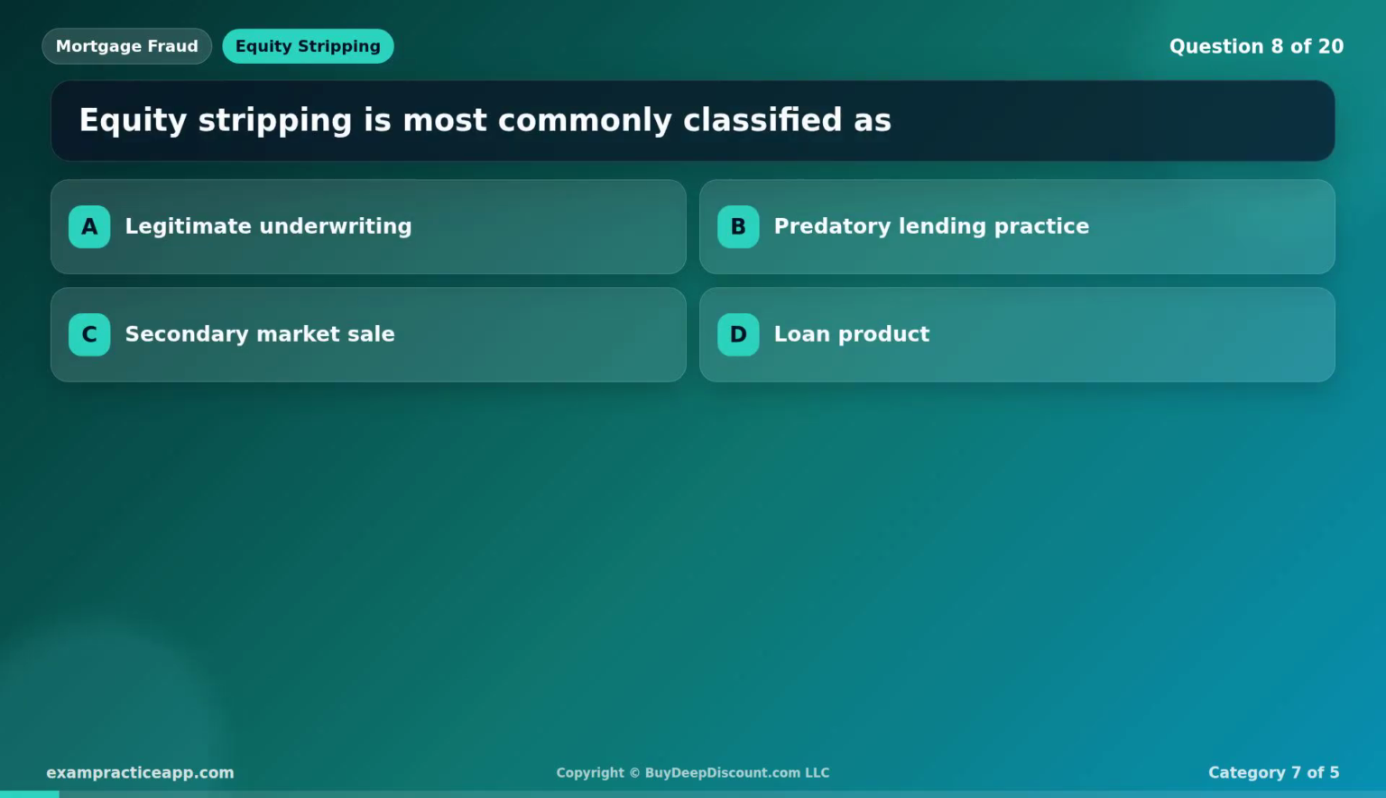Question 8. Equity stripping is most commonly classified as option A, a legitimate underwriting, option B, predatory lending practice, option C, secondary market sale, option D, a loan product. Take a moment to choose your answer. The correct answer is option B, predatory lending practice. Explanation. Equity stripping is a predatory practice targeting borrower equity.